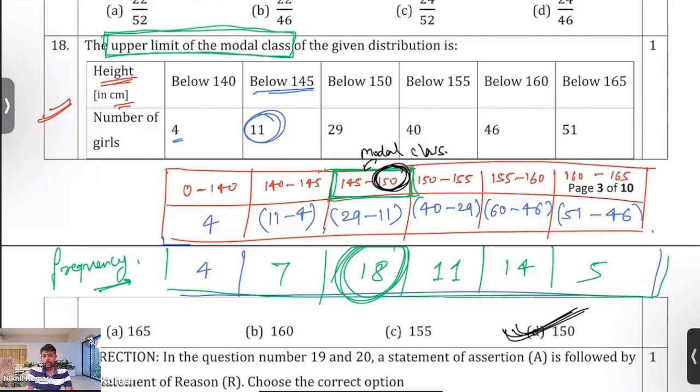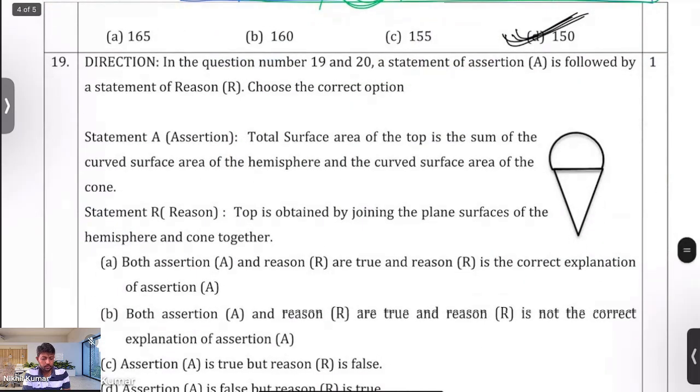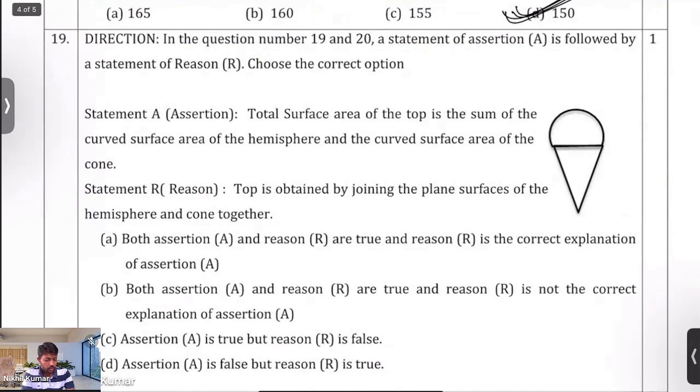So that's how we find the answer to question number 18. Let's move on to question number 19 now. This is an assertion reason type question.